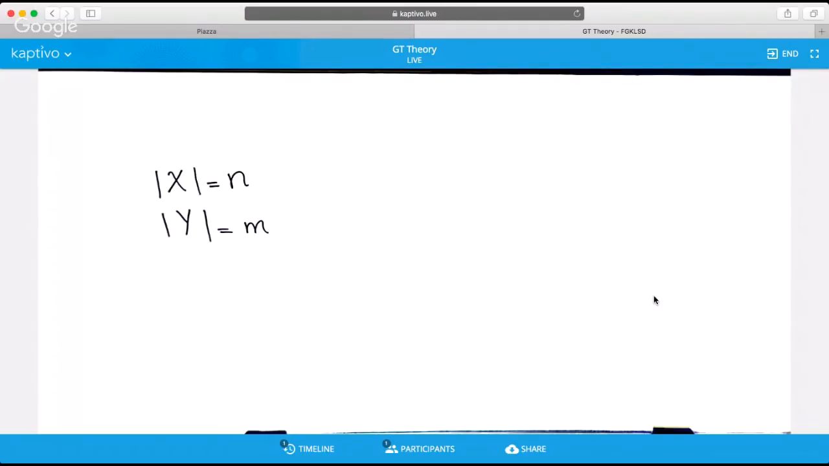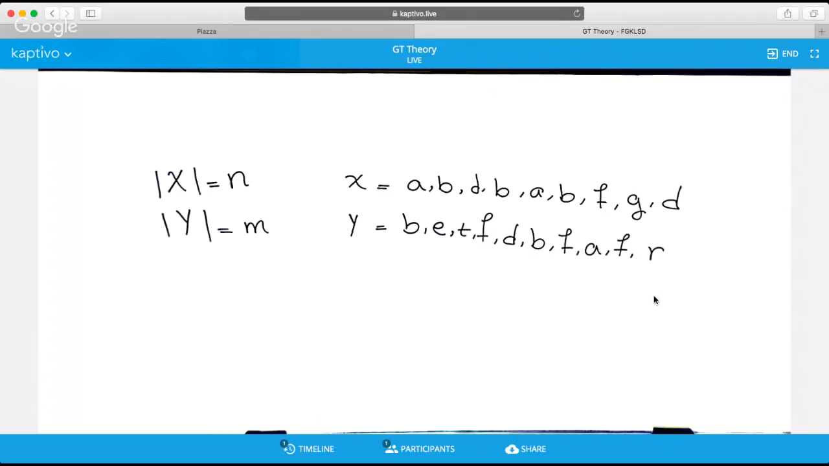As an example, if we have x and y to be equal to these strings, the solution would be BDBA, which appears as a substring of string x in consecutive positions, and appears as a subsequence of the second input.